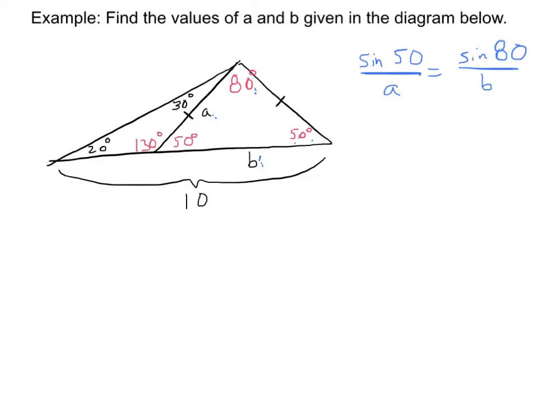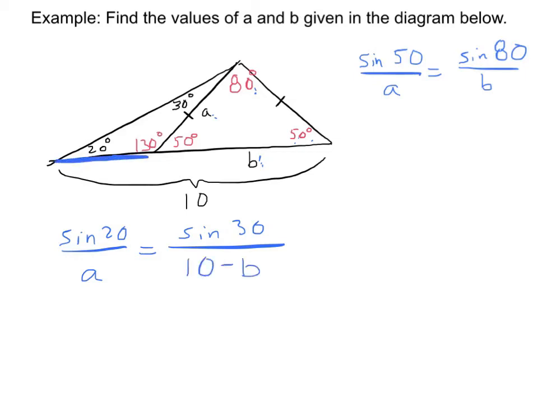And this next relationship is going to come out of this triangle here. So again, maybe think about how you could use the law of sines in that triangle. I'll give you the beginning of it. We should know that the sine of 20 over a is equal to the sine of 30 over something. What should be on the bottom of that? It should be this length here, which hopefully you recognize is 10 minus b.